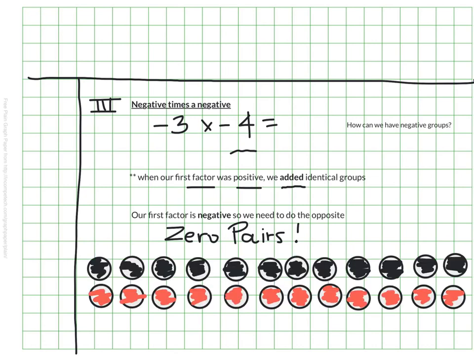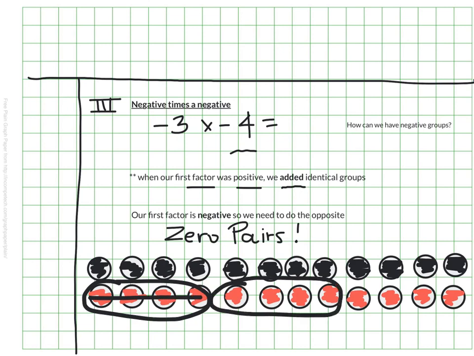So here is my model with a whole slew of 0 pairs, right? So it's like I'm starting with nothing, but it has a whole bunch of chips there. It just represents 0. And now we want to have negative 3 groups of negative 4. So I need to take away 3 groups of negative 4. So here's a group of -4 that I need to take away. Here's a group of -4, that's a second group that I need to take away. And here is a third group of -4 that I need to take away, right?